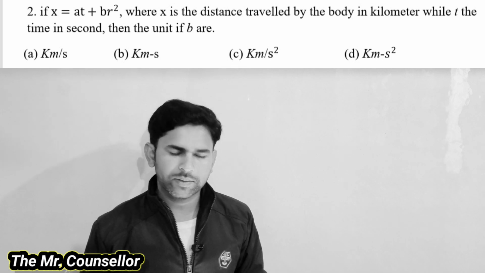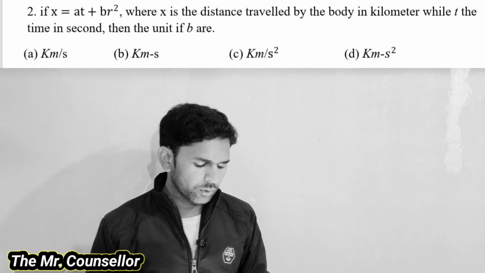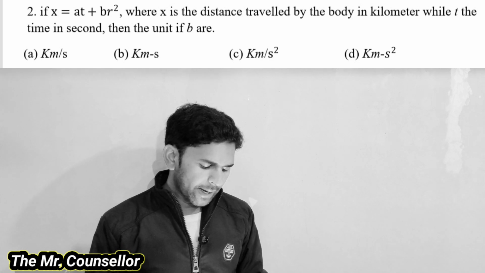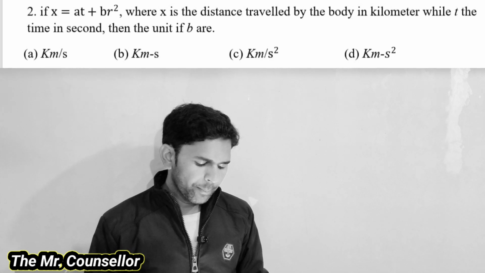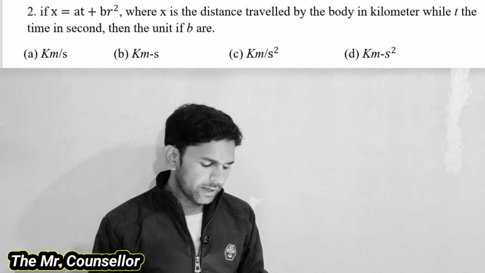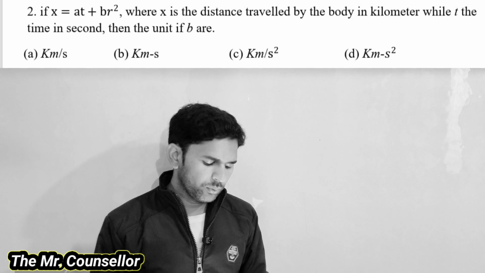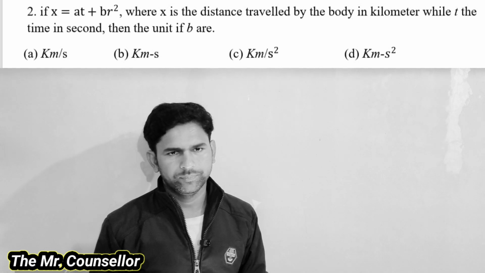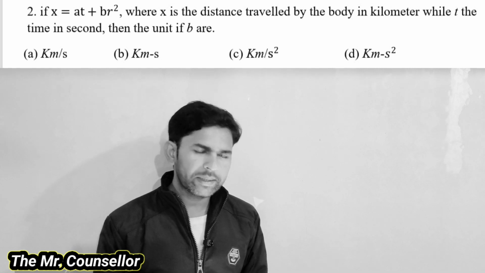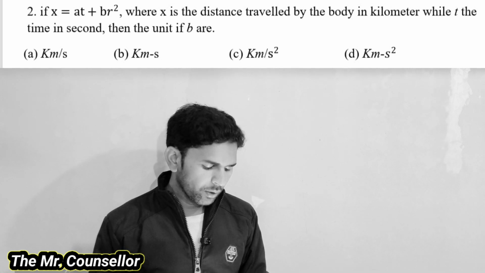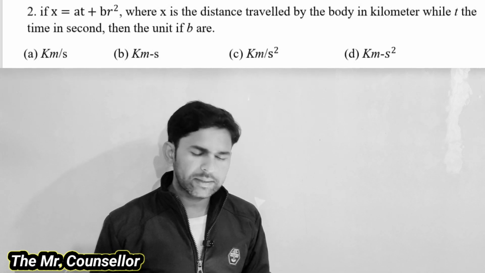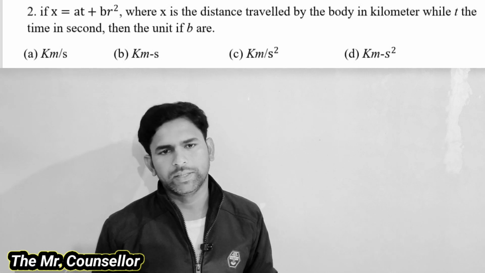You can see on the screen: if x is equal to at plus bt square, where x is the distance traveled by the body in kilometer, while t is the time in seconds, then the unit of b is: option A kilometer per second, option B kilometer into second, option C kilometer per second square, option D kilometer into second square.